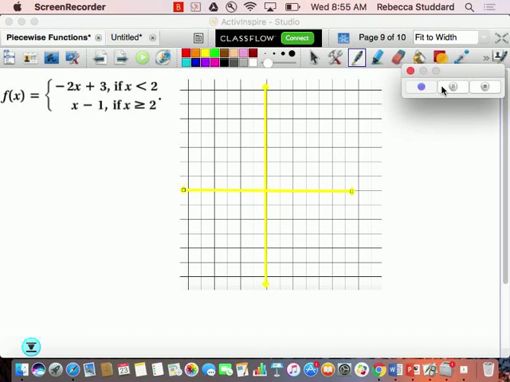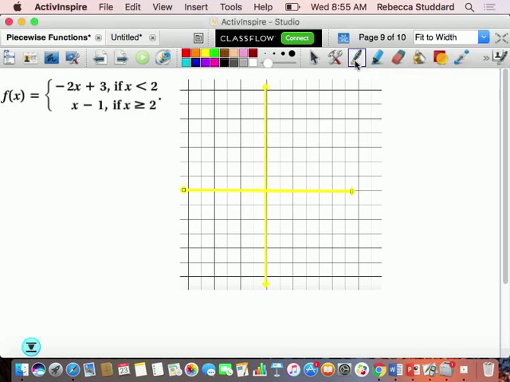Okay, so how many pieces of domain does this graph have? 2 pieces of domain. If you look, we are going to have a boundary line at x equals 2. Right here where x equals 2, that's where things are going to change. It's going to be going one direction to the left and one direction to the right. Here is what I would do if I was trying to graph this.